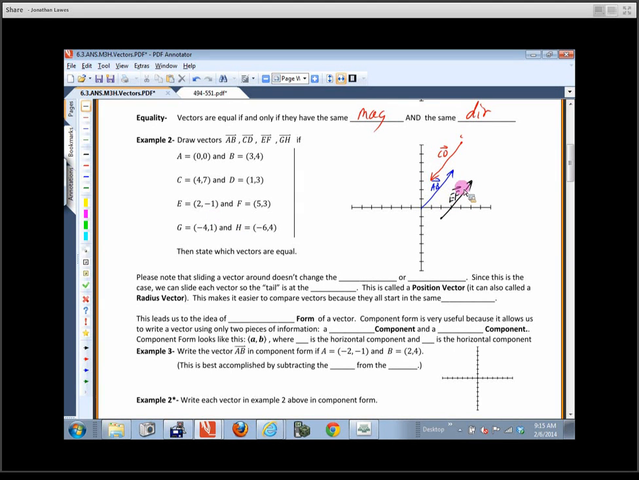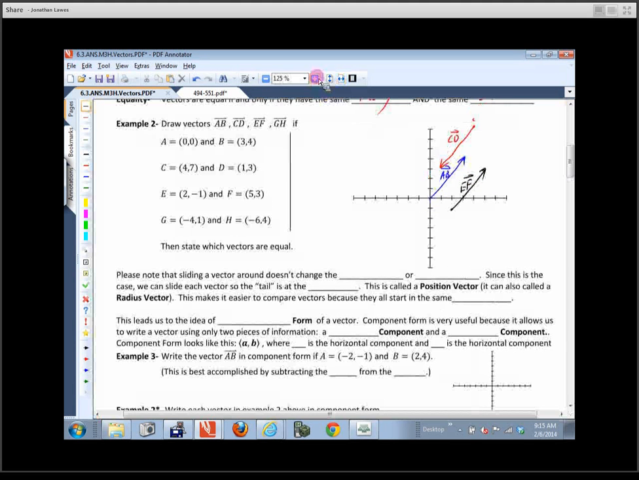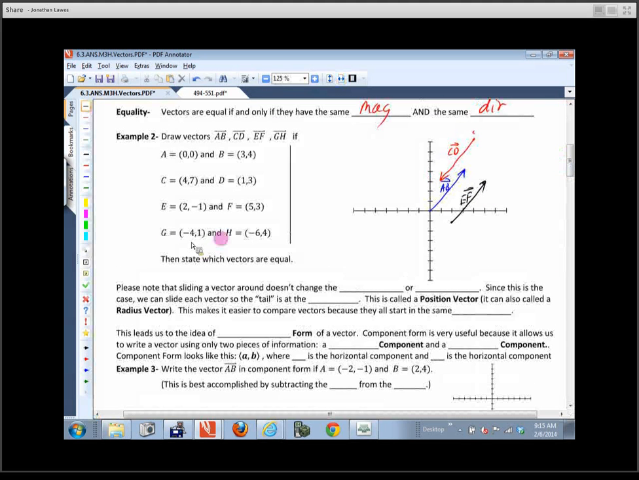Put that little vector over the top of it. And then I've got this last one, GH, and GH starts at negative 4, 1, so negative 4, up 1, that's where it starts, and it goes to negative 6, 4. So negative 6 and 4, that's going to be about right there. We'll kind of eyeball that. And again, it's going from G to H, so it heads off in this direction right there. So that's how we'd represent that vector. And again, I can label that as GH, like this. That looks kind of ugly.